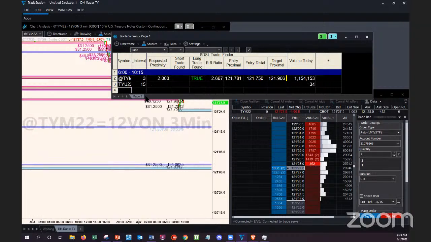There we go. Okay. There you can see your volume difference. 34 contracts today. So would you want to trade something that has 34 contracts? Yeah, probably not. That's almost as bad as trading lumber. Typically, lumber has 4 or 5 contracts a day.